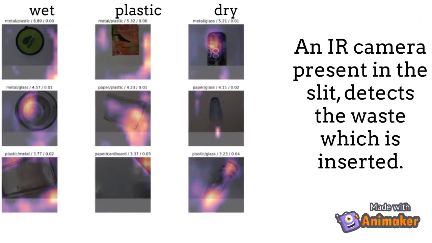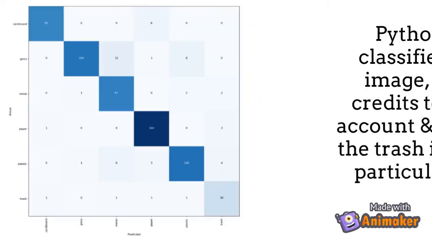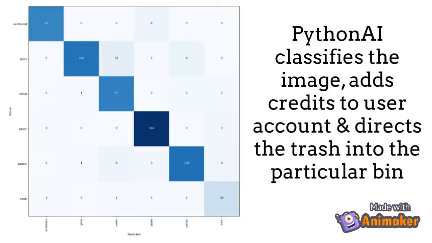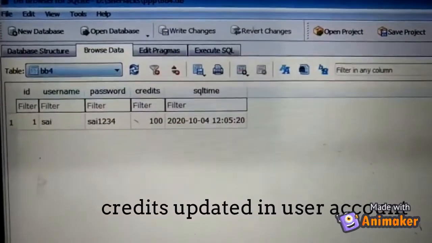Once the waste is entered, the IR camera captures images of the waste and passes the same to the classification program. Once the image is identified via Python AI and all the datasets that are provided to the algorithm, the detected waste is classified into one of the three categories, and further dropped into the respective bins. Accordingly, the user account is updated with the credits assigned to that waste.